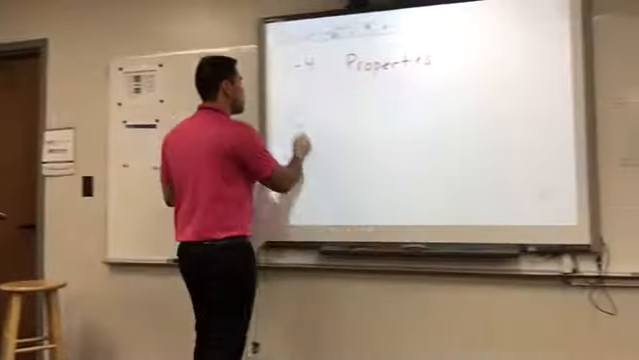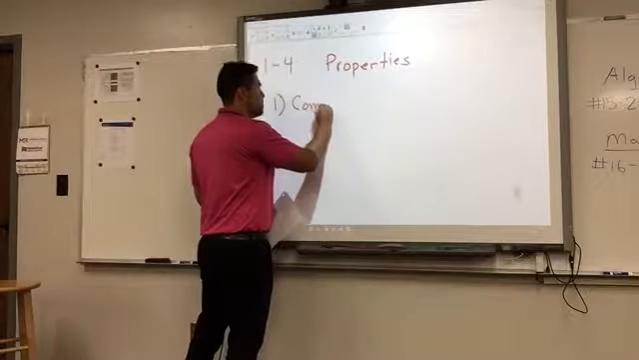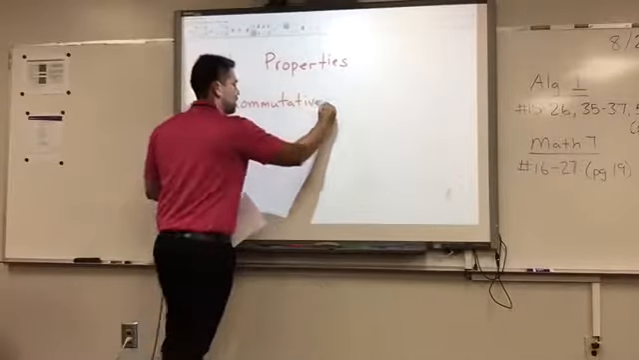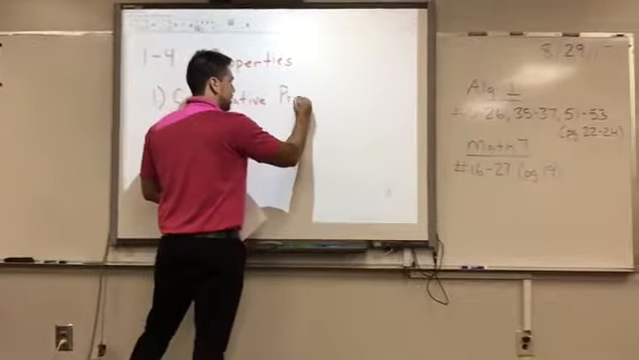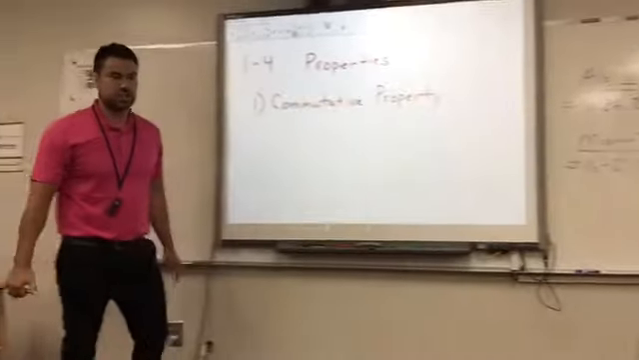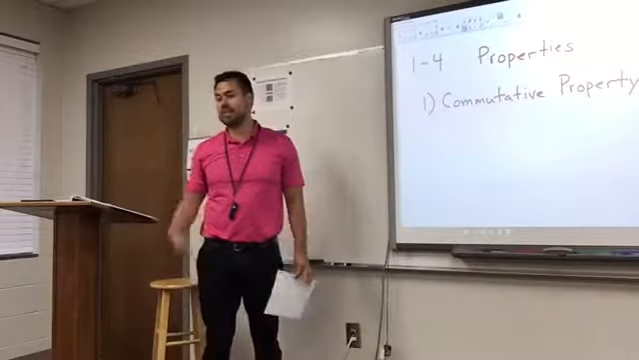Okay, so the first property we're going to look at is called the commutative property. Commutative property. And we're talking about multiplication and addition. So I'm going to split them up to separate them, but really they're basically the same thing.